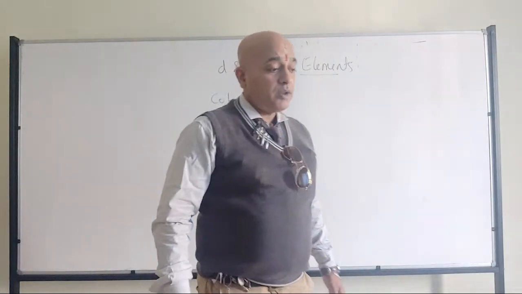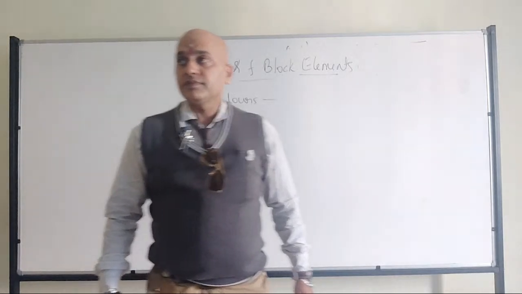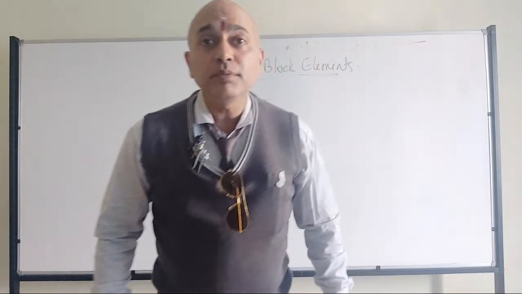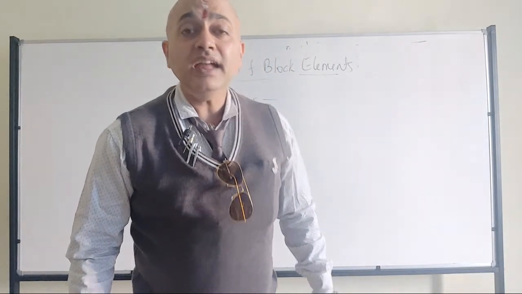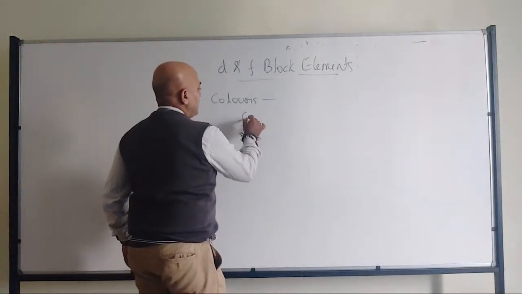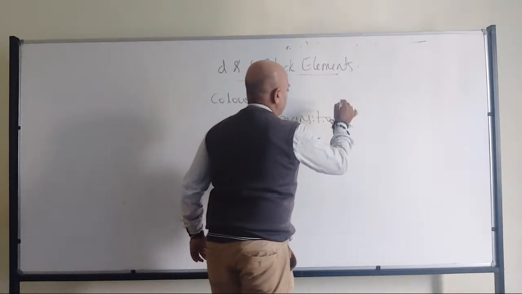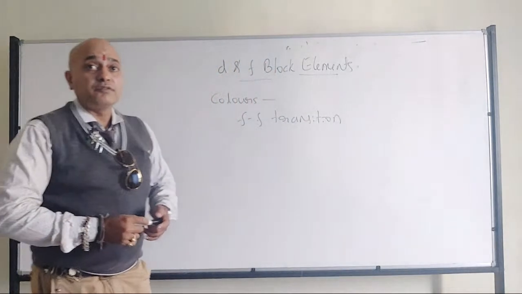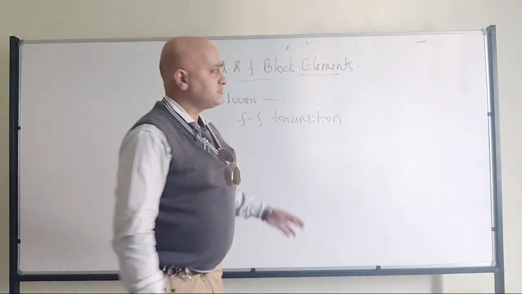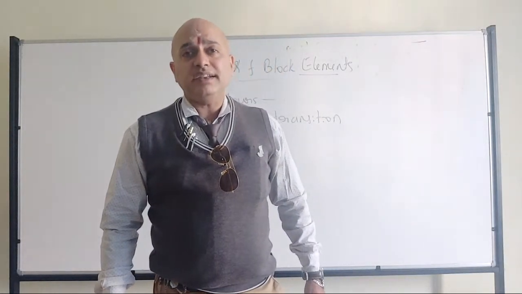When it comes to D block, you have written it as the presence of DD transition. The color of D block elements is due to the DD transition. But when it comes to F block, it will be due to the FF transition. So that's the one word answer: F block elements form colored compounds or ions due to the FF transition.